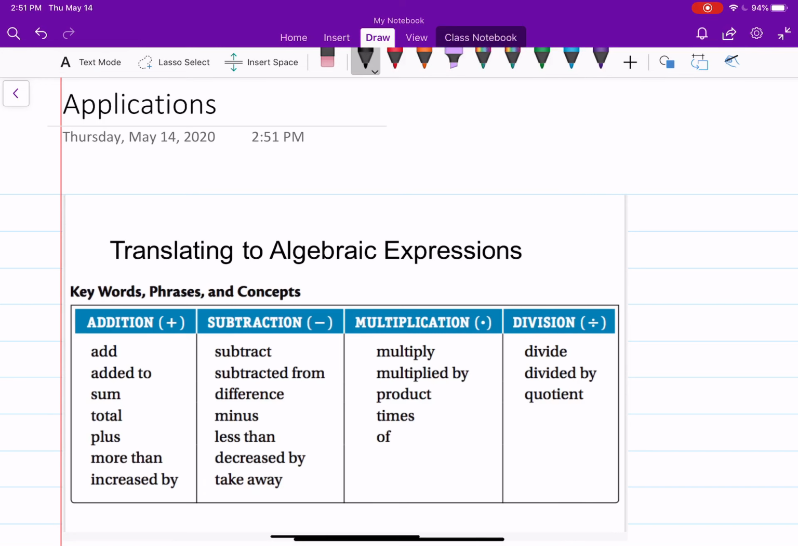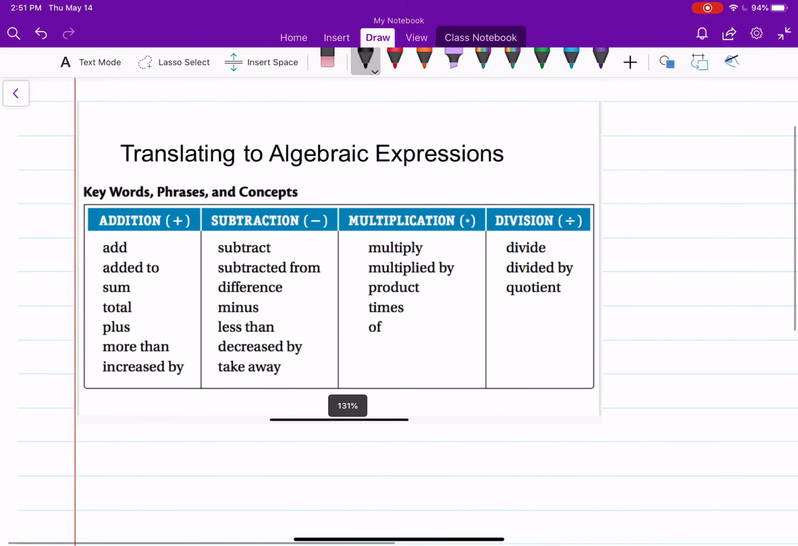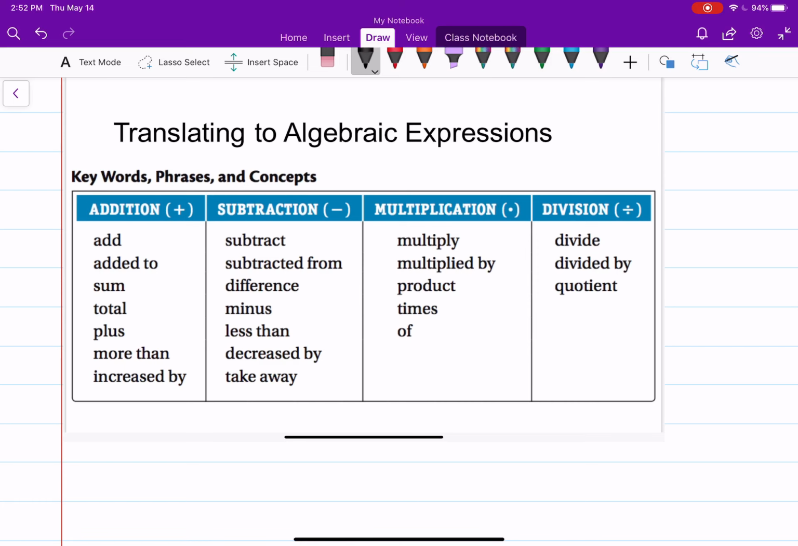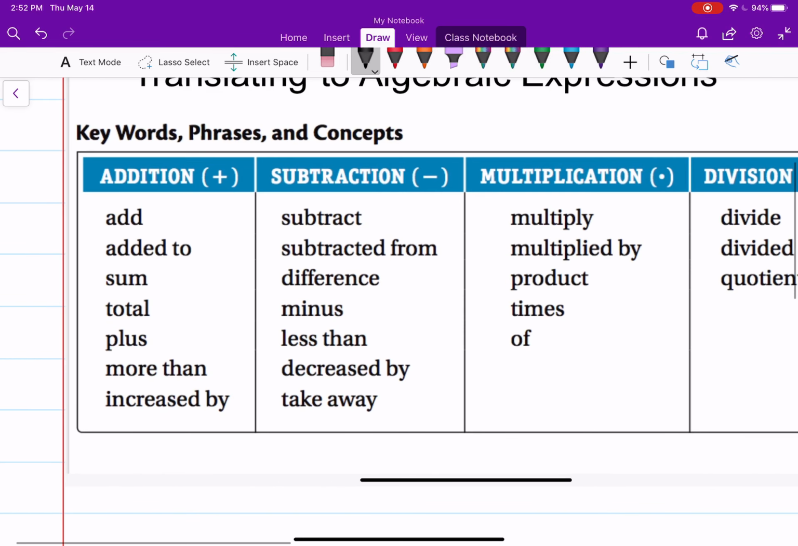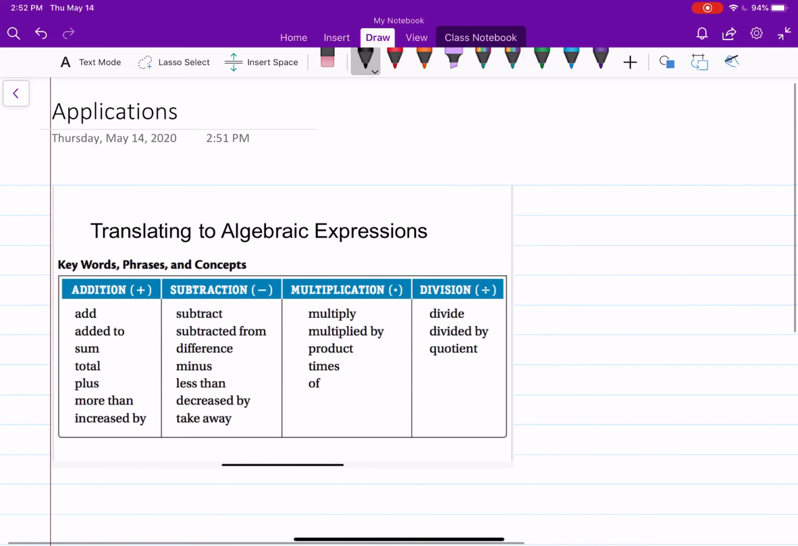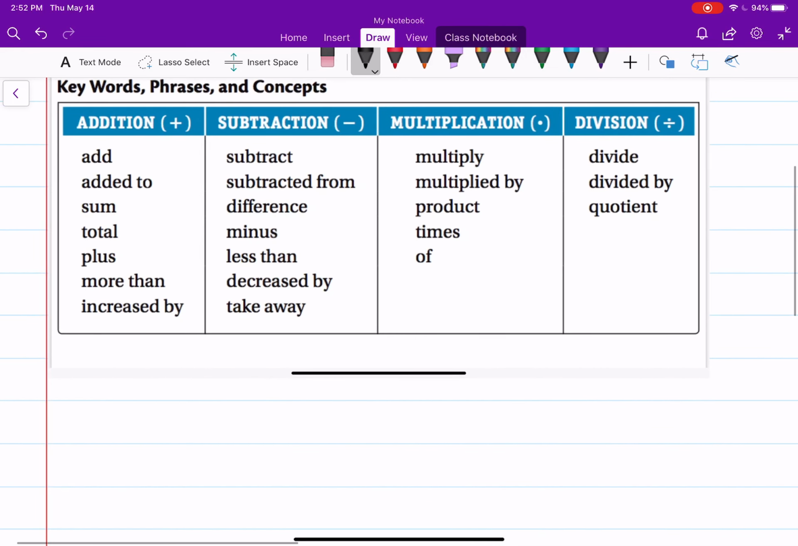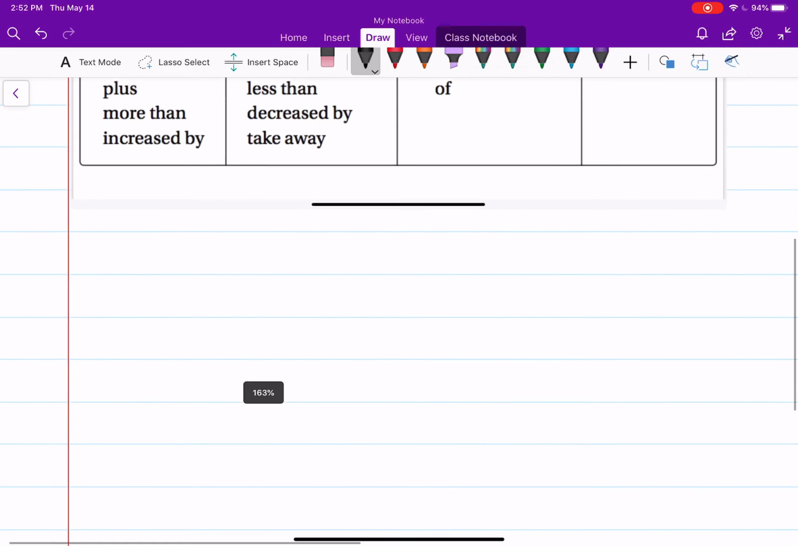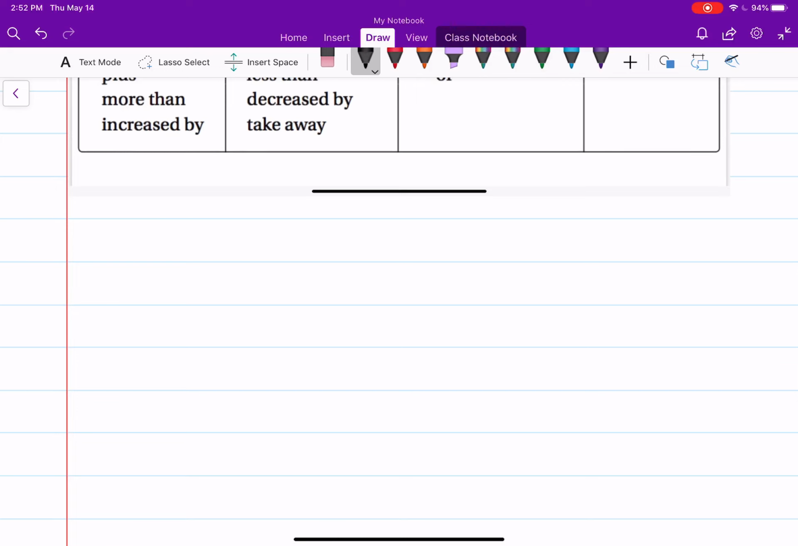Awesome. All right, so you guys remember these, right? The keywords when we translate. So it's going to say add, added to, sum. Those are addition, subtraction, multiplication, division. So those are coming back into play. So everything we learn in math comes back, okay? So a couple of things you need to know. One is this. The word perimeter.